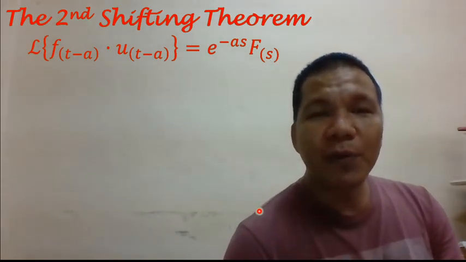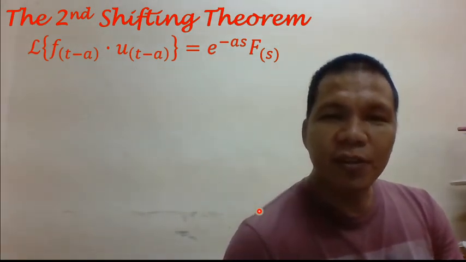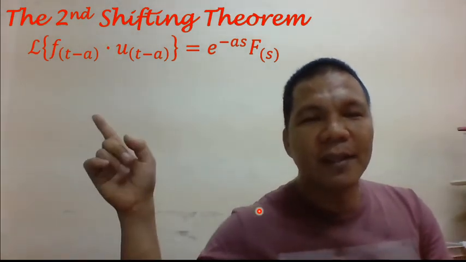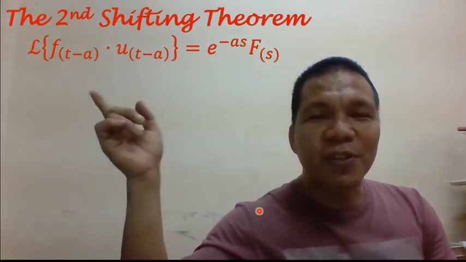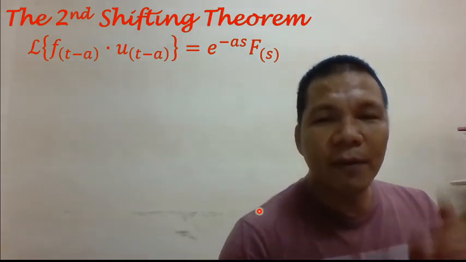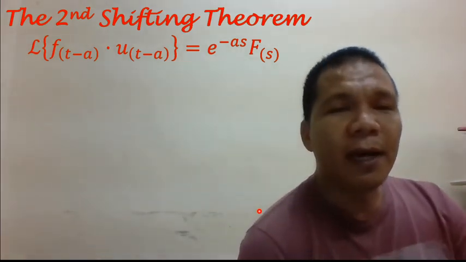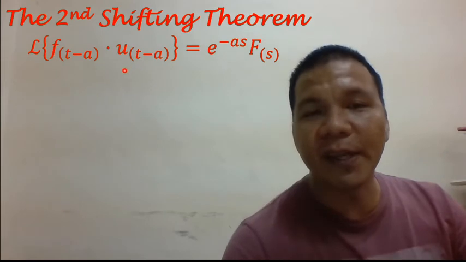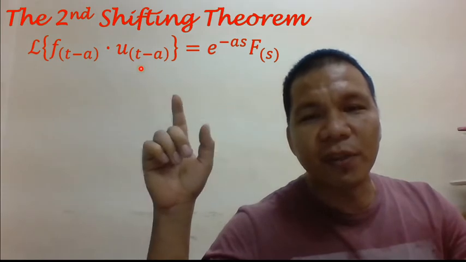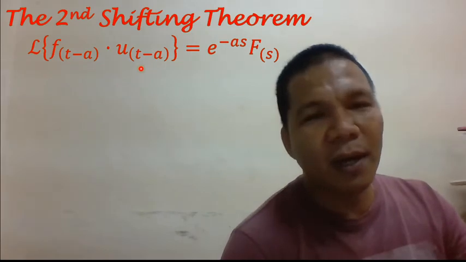Now, we will proceed to the second shifting theorem. When we say second shifting theorem, this is shifted in the time domain. Take note, your time domain here is shifted by a units. In your first shifting theorem, your frequency domain is shifted by a units. That is the difference of the two. Now, recall our discussion in the unit step function. This is actually the unit step function, which is shifted by a units to the right. So that is your unit step function.